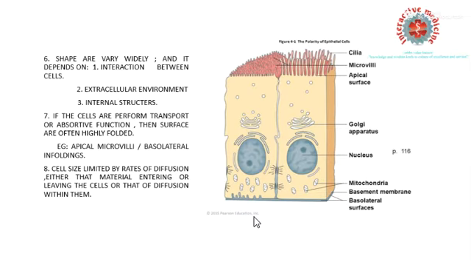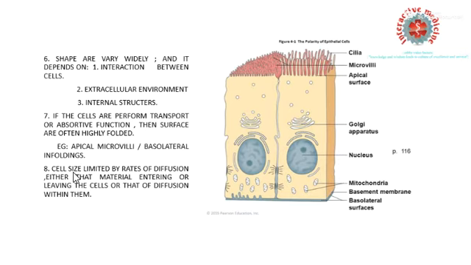The shape of cells varies widely and it depends on interaction between cells, extracellular environment and internal structures. If the cells perform transport or absorptive function, then surfaces are often highly folded. Because apical microvilli or basolateral infoldings create a large surface area. If large surface area, then large effective absorption or transport can occur due to the accommodation of large molecules in the surface.